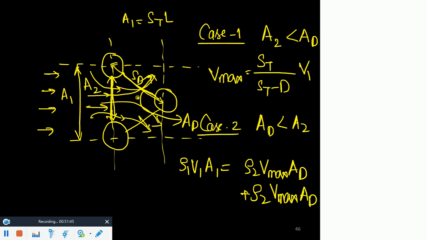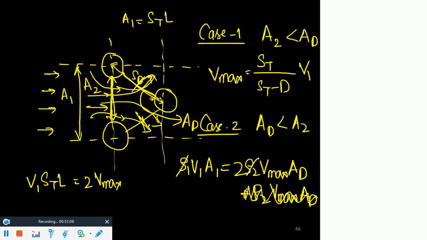Flow would be evenly distributed. We just assume that flow would be evenly distributed in this area and in this area. Okay. So what I can write is, I can say this is 2. So rho 1 is basically equal to rho 2. I can just consider that. So in that case, V1 St L equals 2 Vmax.